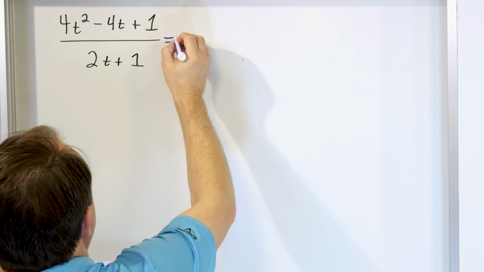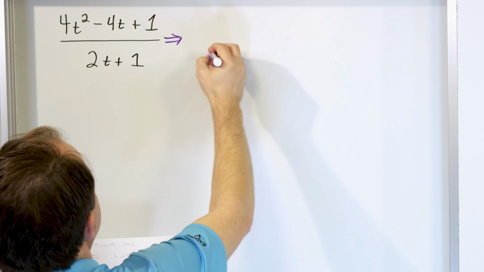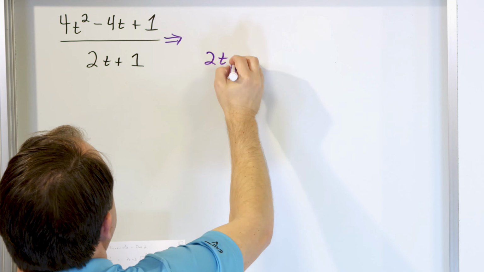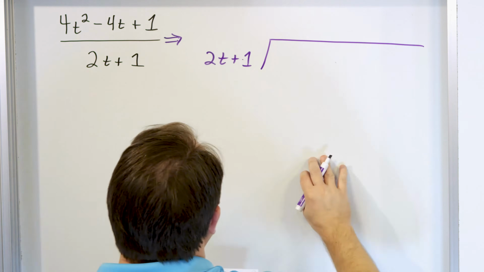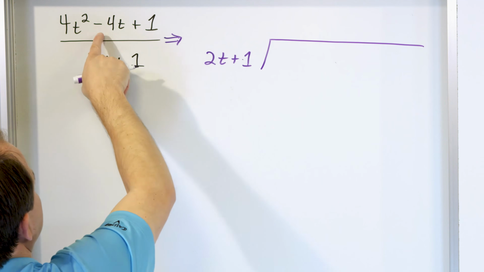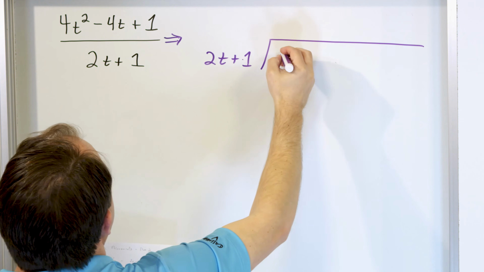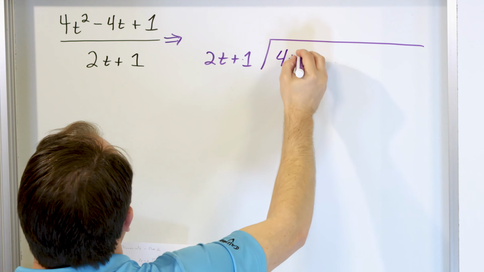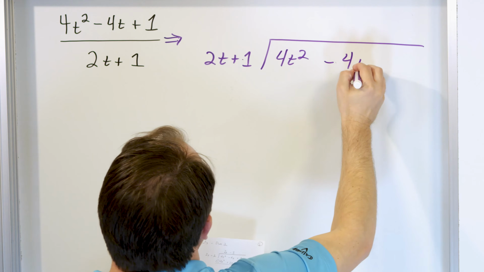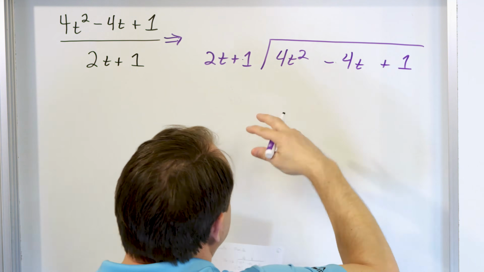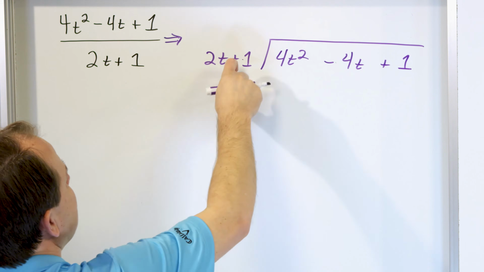So I'll put a little arrow here saying we're kind of converting the problem into the following form. 2t plus 1, this goes on the outside. Then you need to draw a division kind of symbol here, and then this term goes on the inside because this is what we're dividing, essentially. So we have 4t squared minus 4t plus 1. Give yourself some room so you don't crowd things up too much.